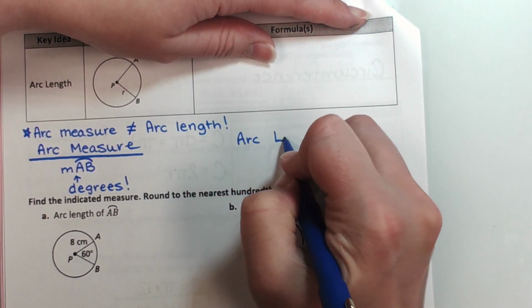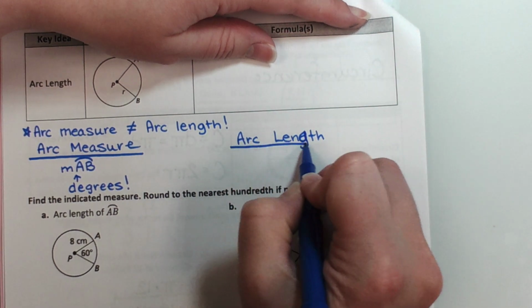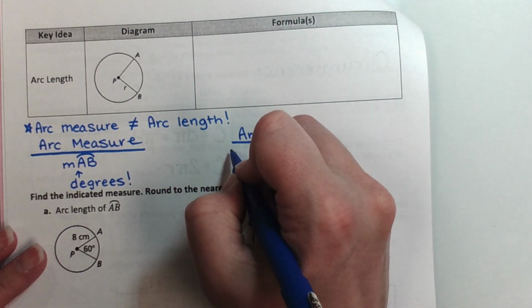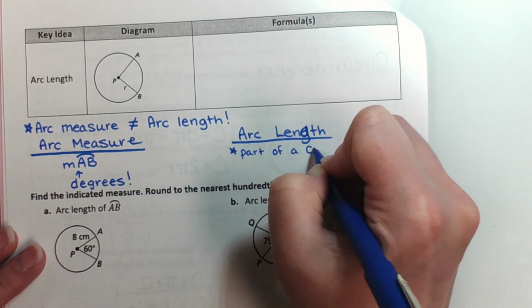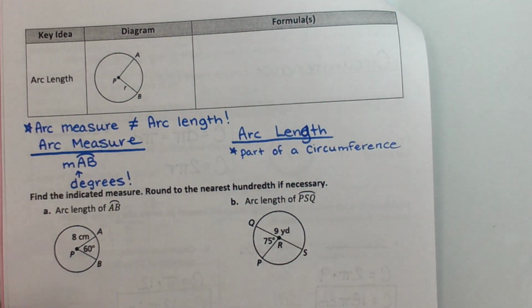Arc length, on the other hand, wow, I can spell length, don't mind me, I put a D there instead of a G. Arc length is part of a circumference. And if I take part of a circumference, for example, let's talk about the bike. The bike had a circumference of 81.68. If I want part of it, let's say I want half of it, I'm getting a little over 40.